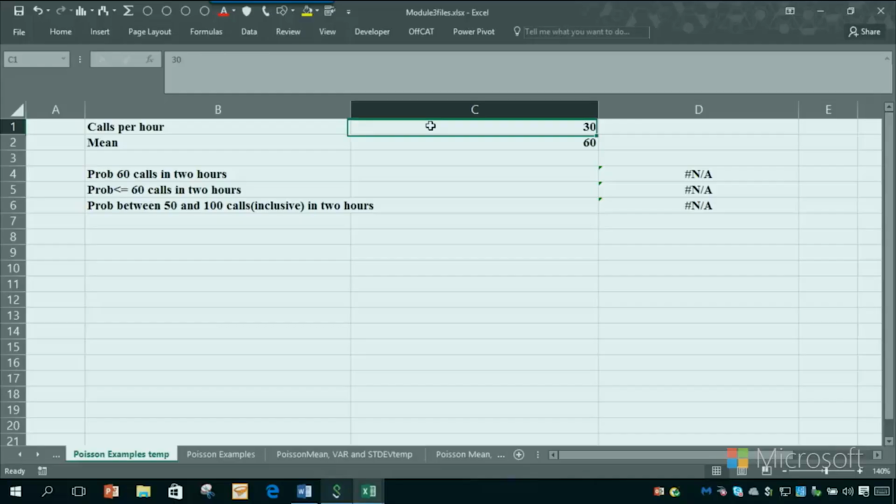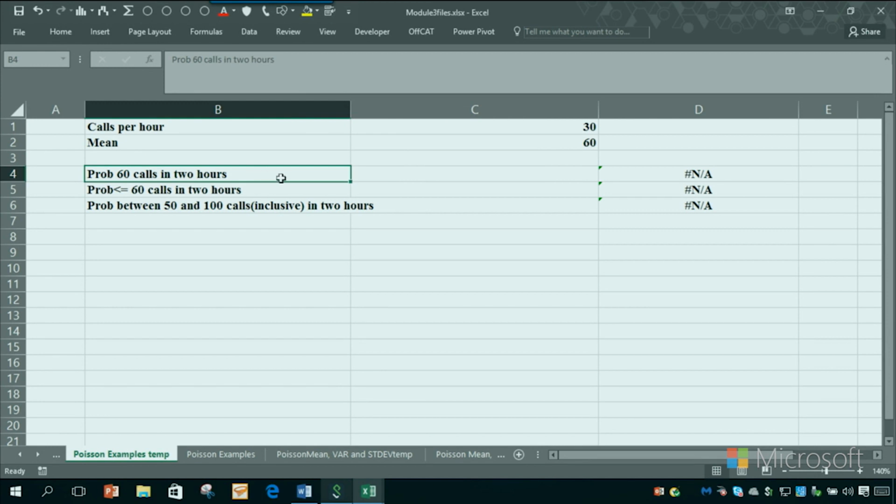Okay, let's illustrate the Poisson random variable with the following example. Let's suppose a technical support center receives on the average 30 calls per hour. We want to know what's the chance they'll get exactly 60 calls in 2 hours, the chance they'll get less than or equal to 60 calls in 2 hours, and the chance they'll get between 50 and 100 calls inclusive in 2 hours. So we'll use that Poisson dist function.